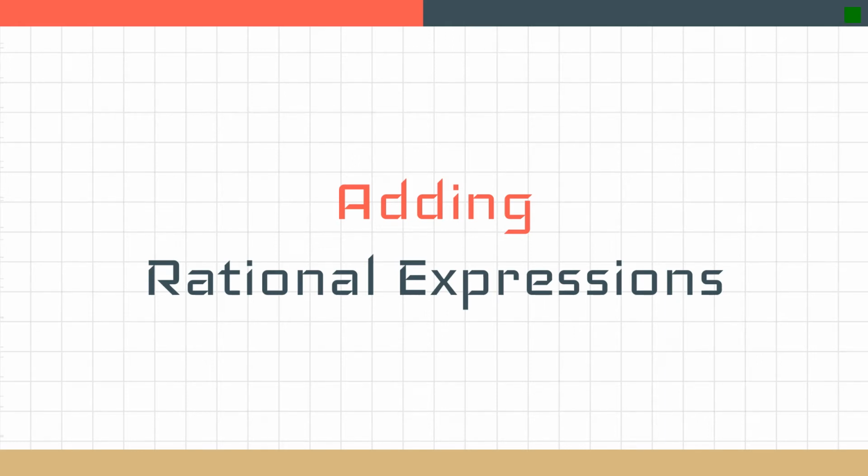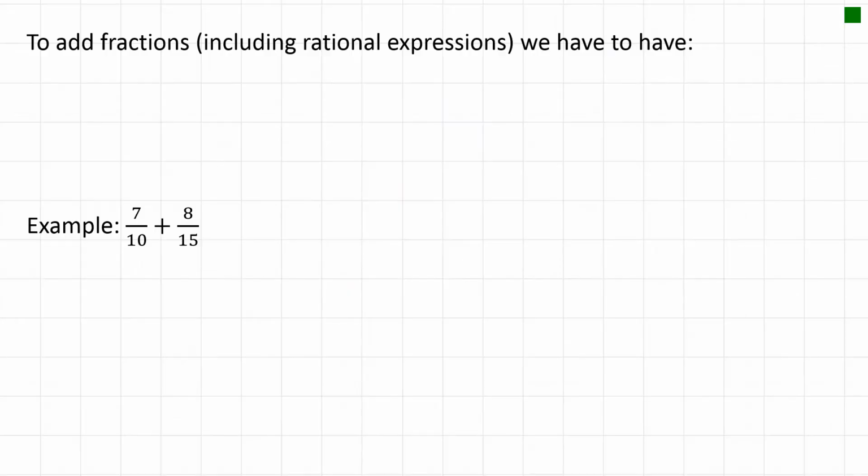Adding rational expressions. So previously we've talked about how rational expressions are just fractions with polynomials in them. So the rules that dictate how we add, subtract, and multiply fractions are the same for rational expressions. And to add two fractions together, and that includes rational expressions, we have to have common denominators.